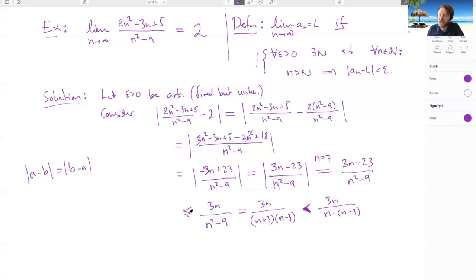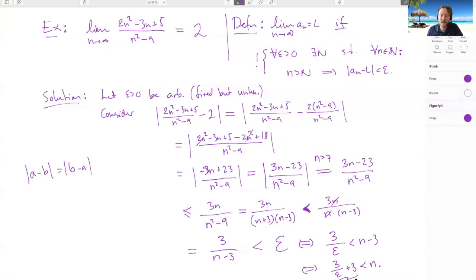Okay, so now I really don't care if this is strict or not. Here, this cancels against this, so now I'm left with 3 divided by n minus 3. This thing here is simple enough for us to solve this inequality. So now I'm throwing in the epsilon and moving things around. I see that this inequality is the same as 3 divided by epsilon is less than n minus 3, which is the same as saying that 3 divided by epsilon plus 3 is strictly less than n.